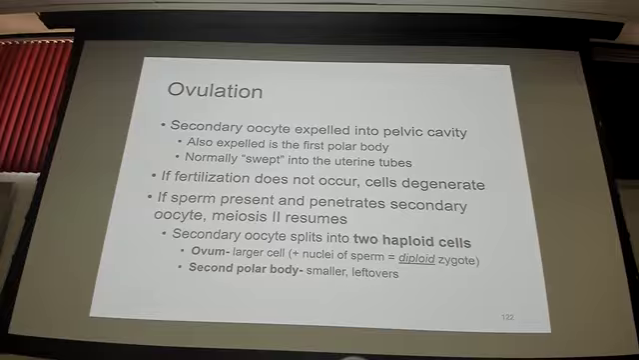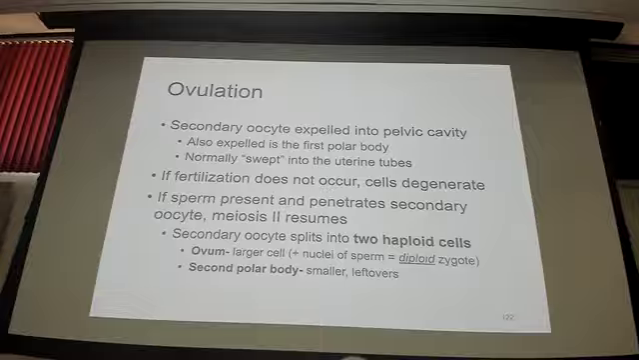So, secondary oocyte expelled into the pelvic cavity. All right. So the zona pellucida is covering it, and the corona radiata. So ultimately, that's what goes into the pelvic cavity. It is swept into the fallopian tubes by those fimbriae, which we'll discuss tomorrow. Those finger-like projections at the end of the fallopian tubes do a wave-like, sort of peristaltic motion, and they bring the egg into them. All right.